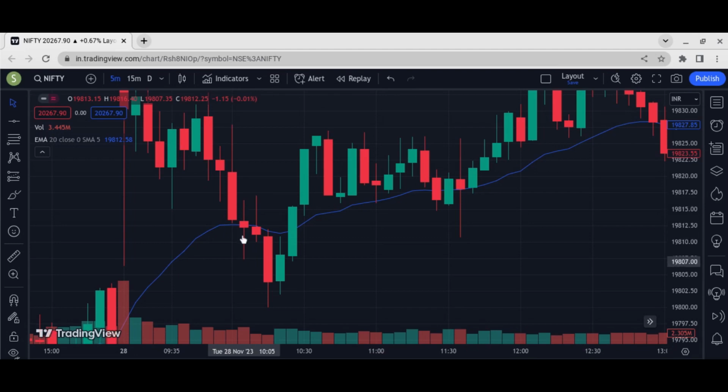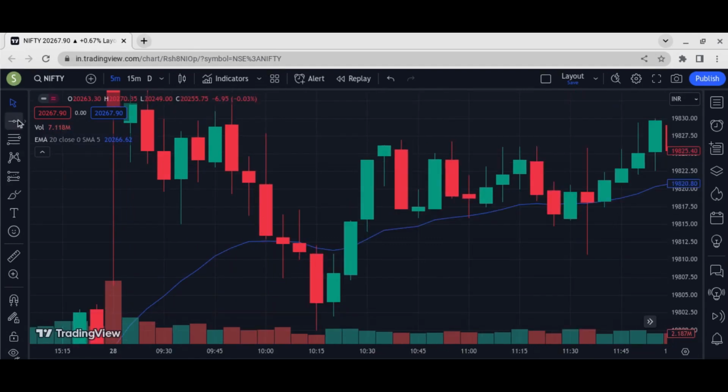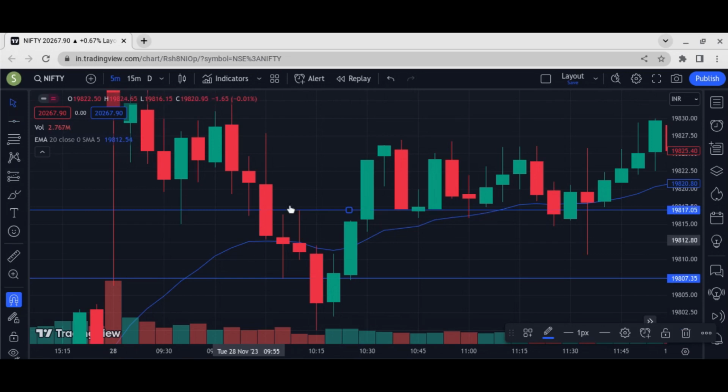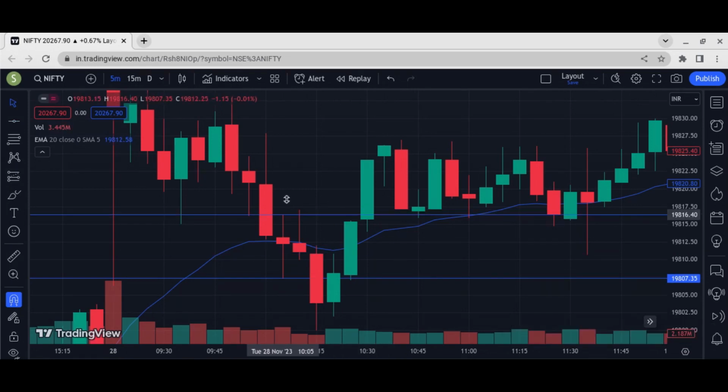Once the crossover is done, the price started to move down. Now this is the crossover candle, right? This particular candle crossed over the 20 EMA. What we do here is we draw a horizontal line at this point and another horizontal line at this point. You can see clearly, another horizontal line at the high of the candle. Now I have marked the low of the crossover candle and the high of the crossover candle.